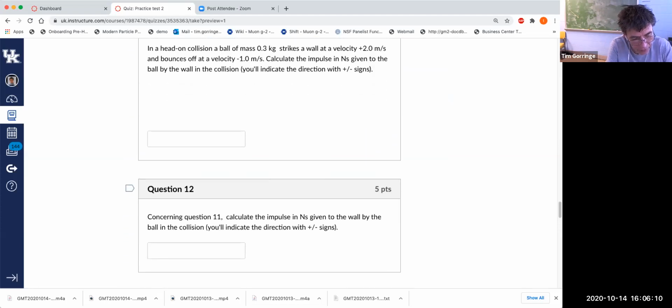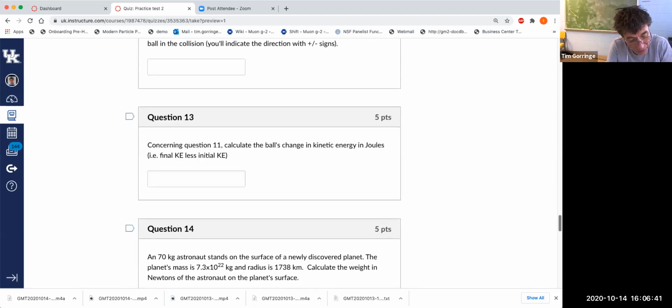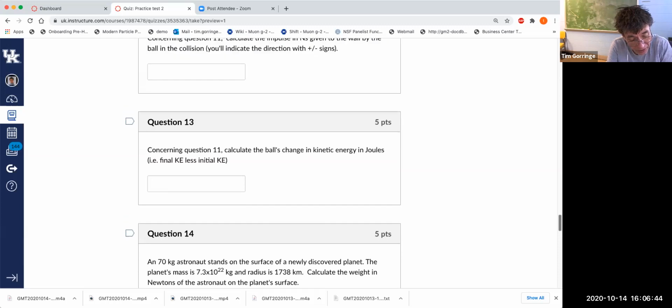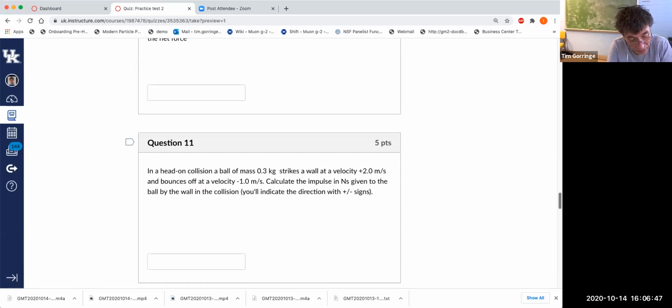Here's question 11. It says a head-on collision between a 0.3 kilogram mass and a wall, and we're told that the 0.3 kilogram ball is approaching the wall at 2 meters per second and then bounces off the wall at 1 meter per second in the opposite direction. And we've got to calculate several things in this problem. One is the impulse given to the ball, one is the impulse given to the wall, and one is the change in kinetic energy of the ball. So let's do those 3 things.